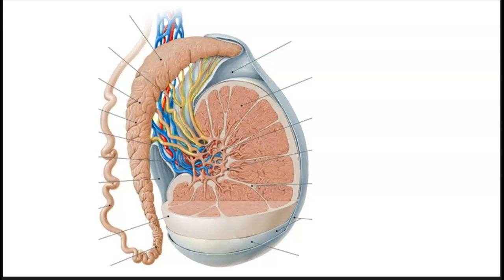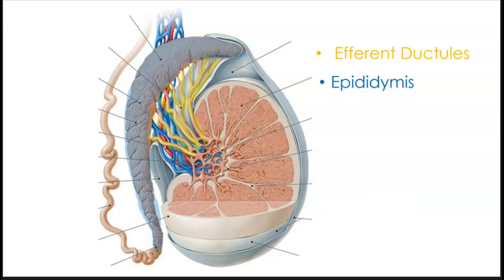From there we have efferent ductules. These ductules are going to carry sperm from the rete testis to the epididymis. The epididymis not only acts as a storage site for sperm, but also a maturation site. And the epididymis most often sits posterior lateral to the testicle. And similar to a pancreas, it's going to be divided into a head, body, and tail. The head's most often located on the superior pole of the testicle, and then the body and tail are going to wrap posterior laterally around the testicle.